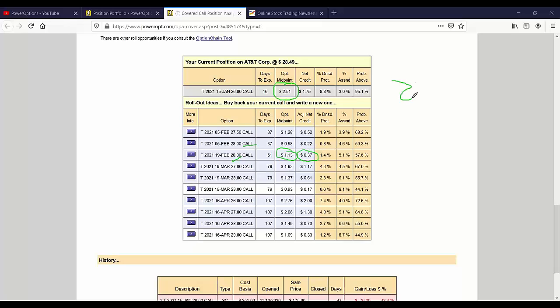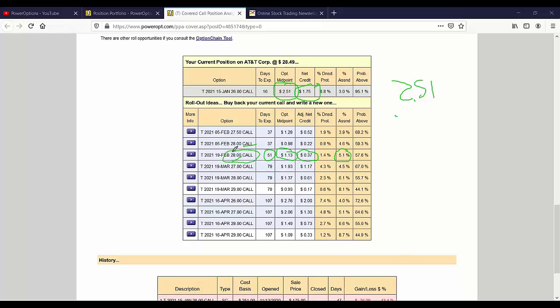How is that positive if I'm buying it back for $2.51 and getting $1.13? I'm at a debit of $1.40, $1.38. Well, it's also including the $1.75 you initially took in and still collected. So here we have a potential for the next 51 days to increase our return from 3% to 5.1%.